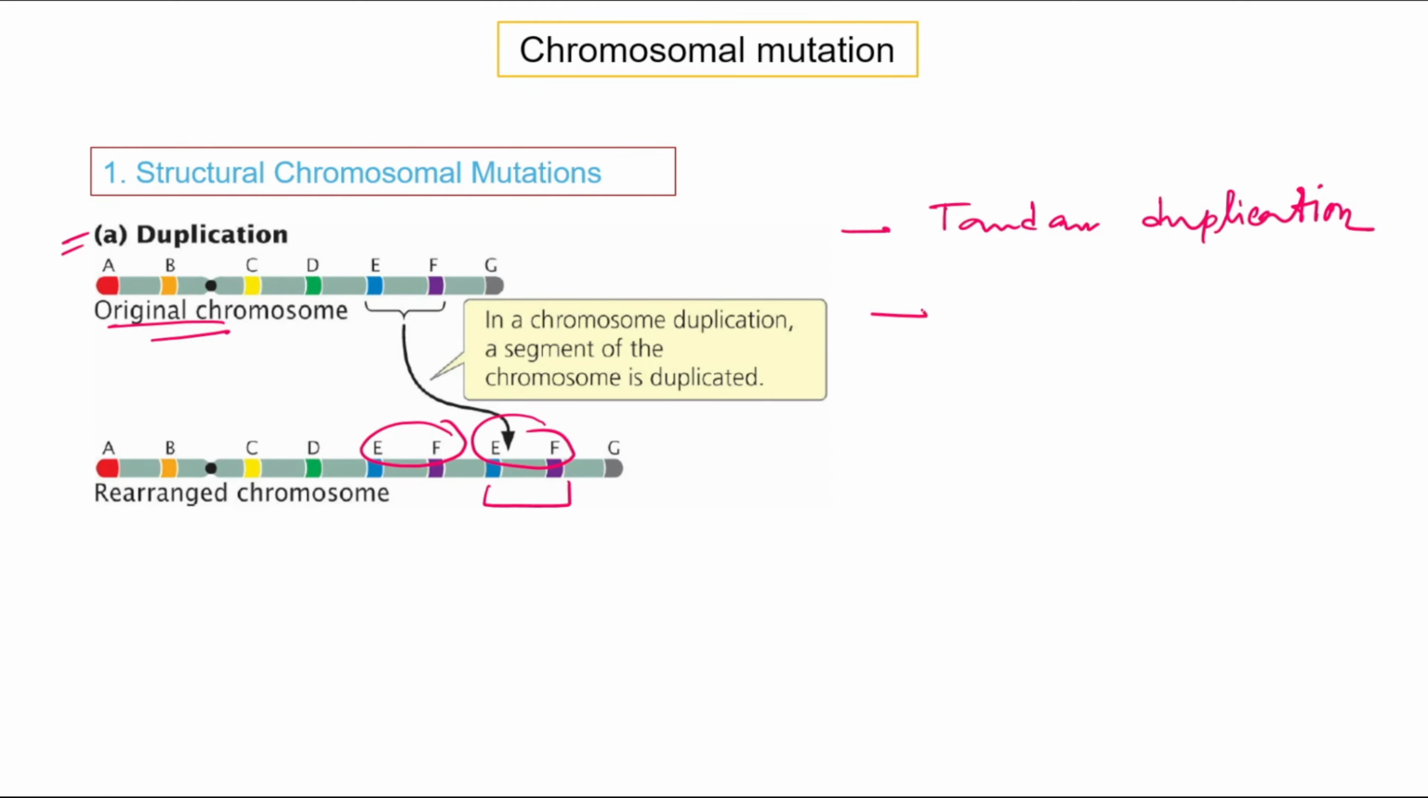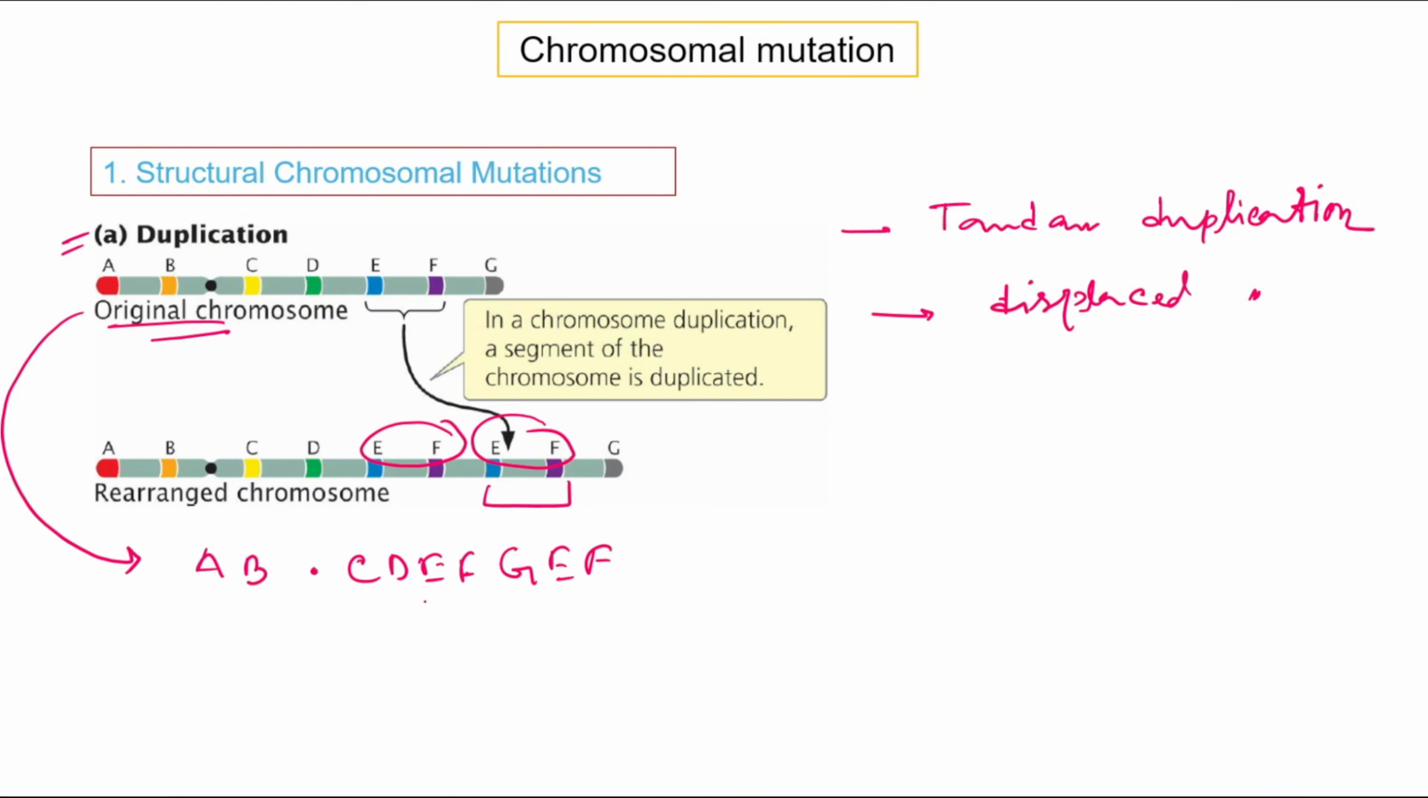Another is the displaced duplication. In displaced duplication, the duplicated segment is located some distance from the original segment. This is the original chromosome. Here is AB, this is the centromere, CD, EF, G, then EF. So here is the original segment that is duplicated at some distance from the original segment. This is called displaced duplication mutation.